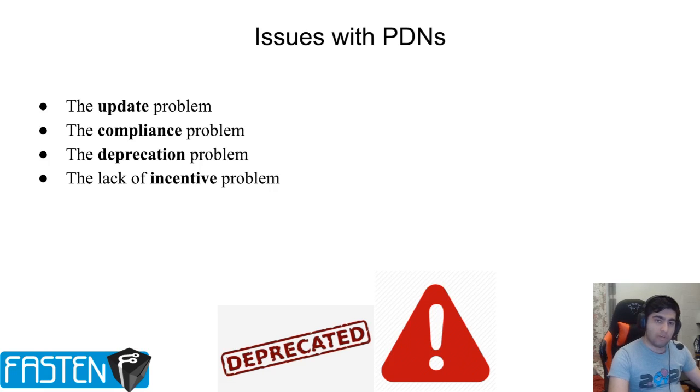These failures of the PDNs are caused by problems like these. For example, the update problem: is it safe to update a package in such a big network? Or the compliance problem: how to know if a package is safe to use in terms of license and copyright violations? Or the deprecation problem: some packages in the PDNs are outdated and no longer maintained.